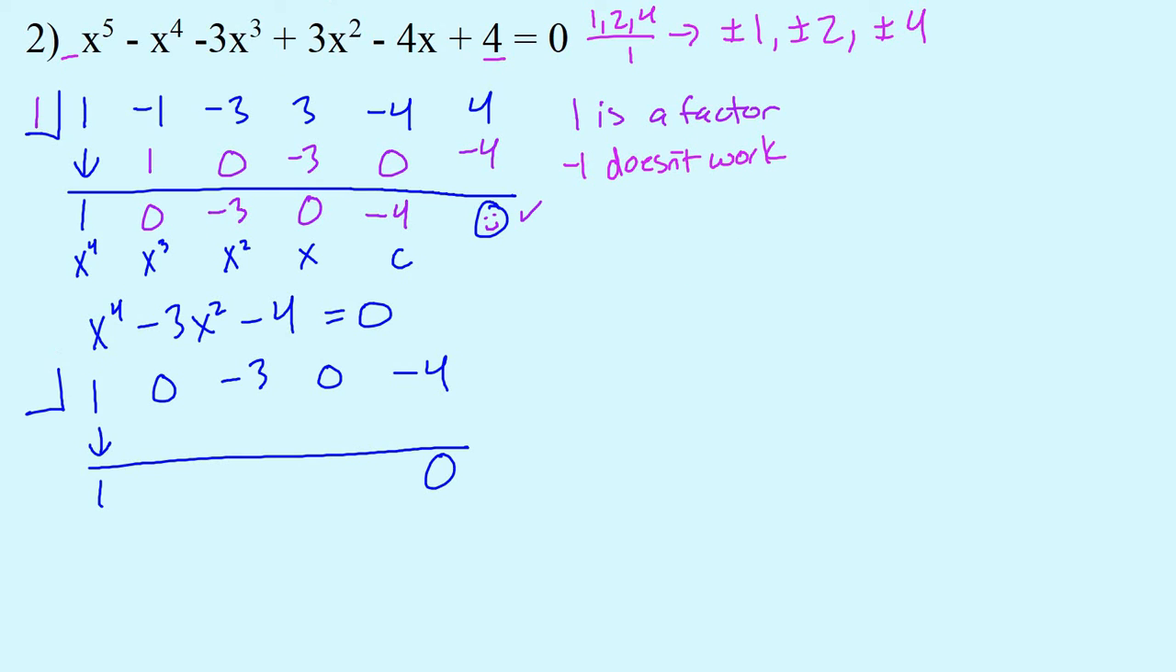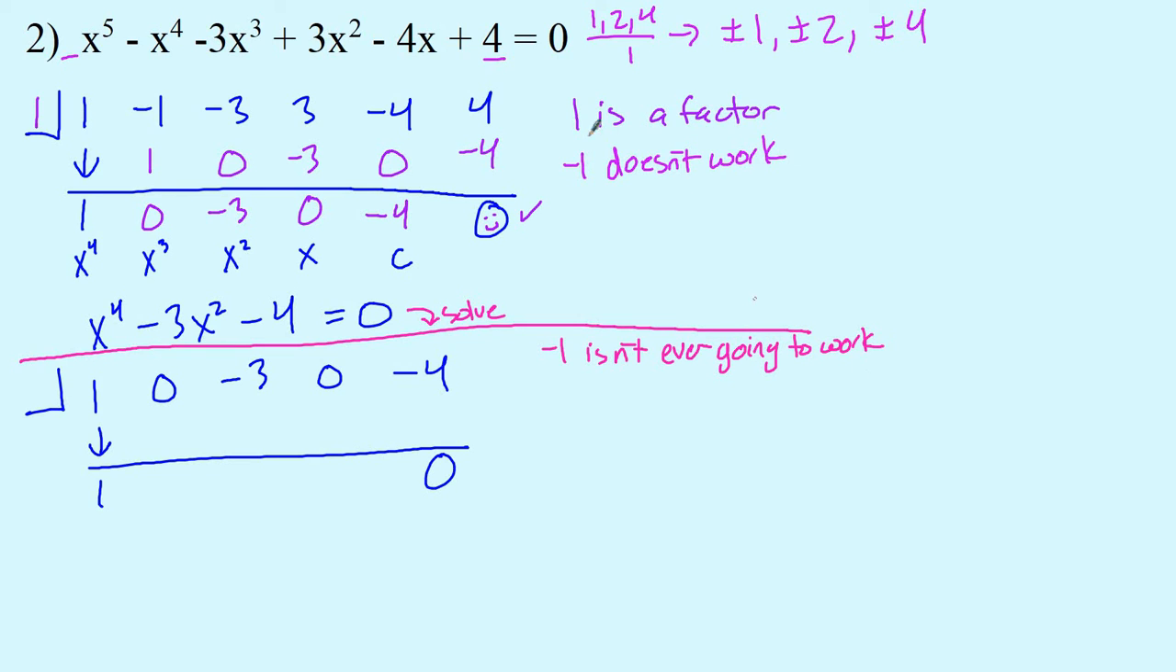Now in my new example, when I solve this new polynomial, -1 doesn't work, so -1 isn't going to work again, ever again. However, 1 worked, so 1 could work again, because it could be a multiplicity. Because of those multiplicities, multiple roots.